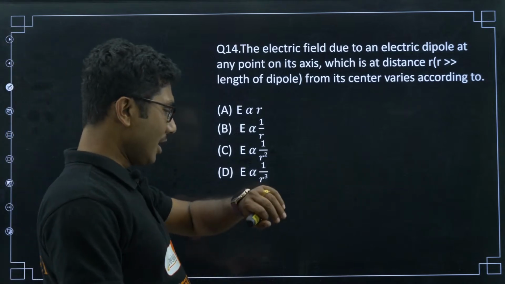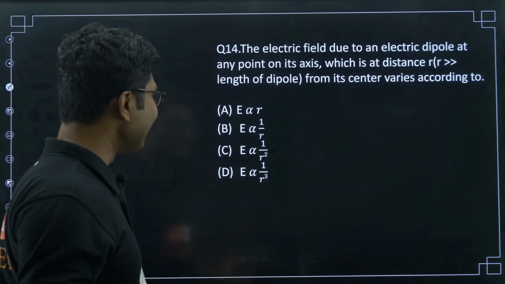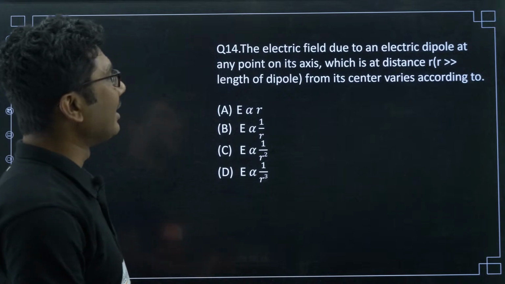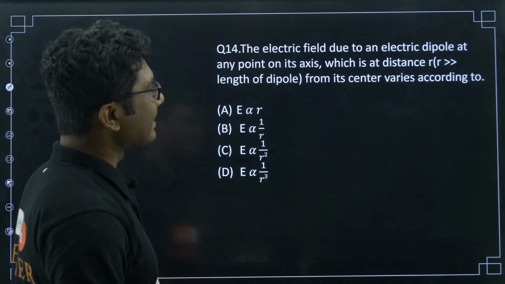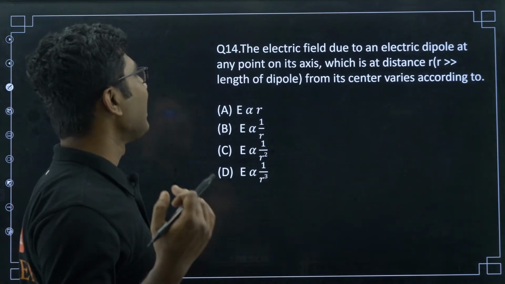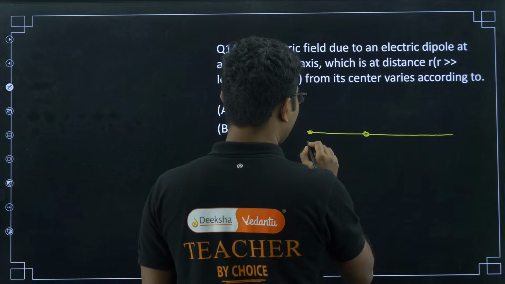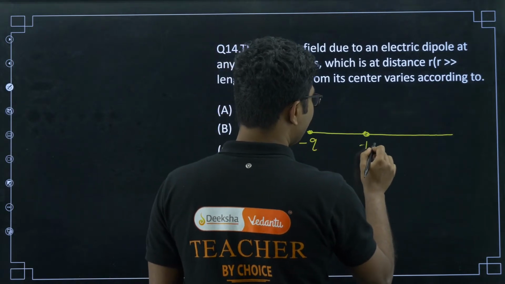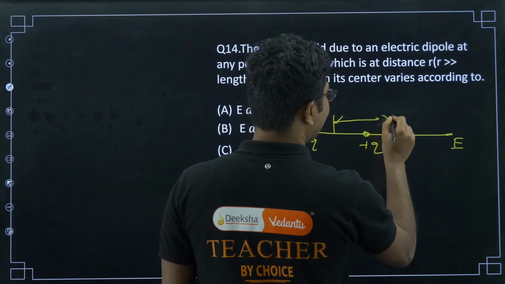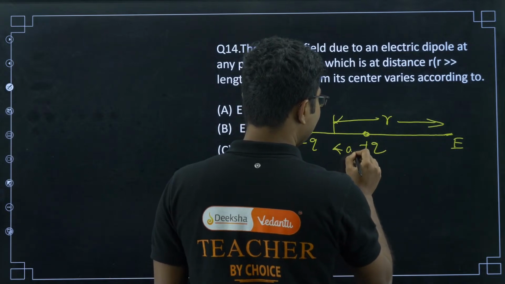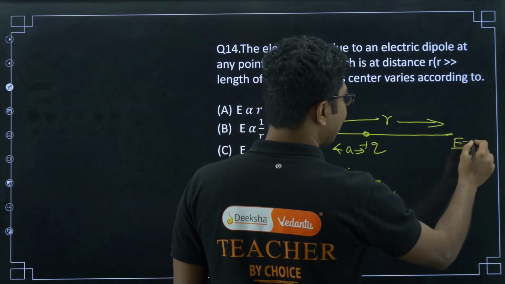Now, question number 14, we have almost reached the halfway point. The rest of the questions are going to be slightly easier. The electric field due to an electric dipole at any point on its axis, at a distance r, where r is greater than the length of the dipole. So basically, they are talking about the axial position of a dipole. This is minus q, this is plus q. We are trying to find the electric field here, and this distance r is much greater than this distance a.